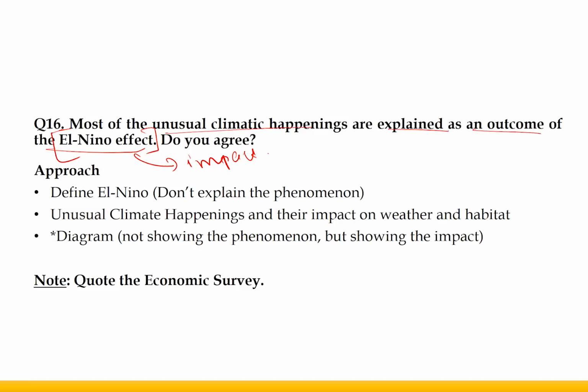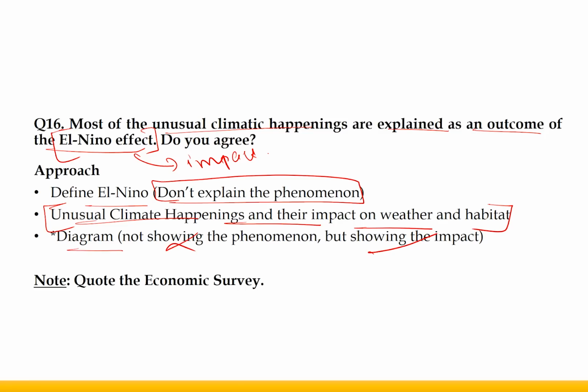Okay, so the topic in the question is El Nino. So you start the question by defining El Nino. Don't explain the phenomena in detail. If you want to, you can explain it in brief in one or two lines. Then your main body should be unusual climatic happenings in the world and their impact also on weather and habitat. And finally, you have to draw the diagram of not showing the phenomena but showing the impact.